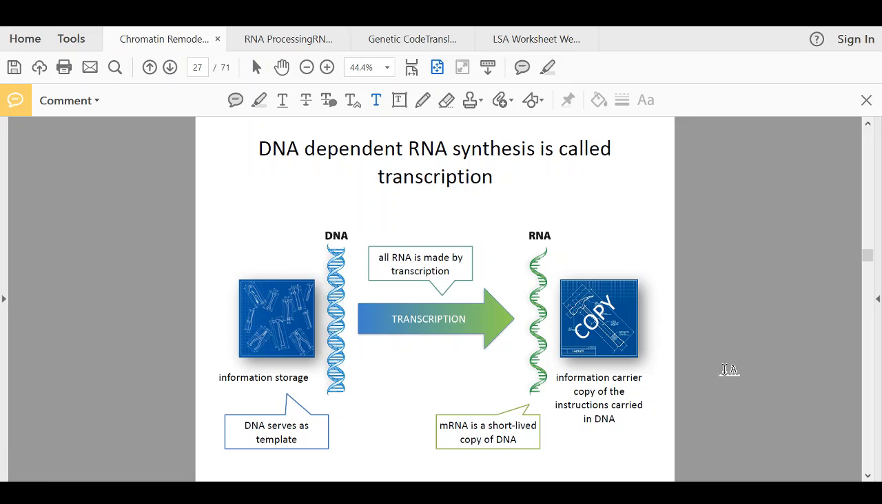All RNA is made by transcription, which is the process of transcribing the DNA into RNA. Messenger RNA is a short-lived copy of the DNA. It's an intermediary step where we take the RNA sequence from the DNA, transport it out of the nucleus, and eventually use it as an instruction manual to construct our proteins.